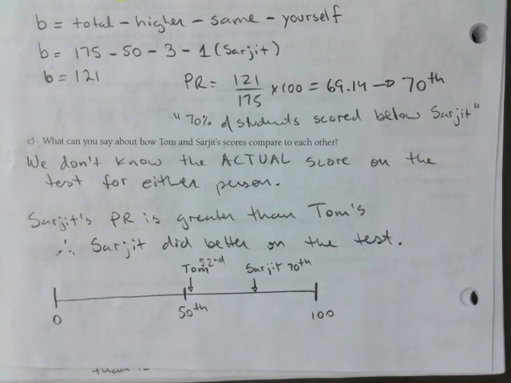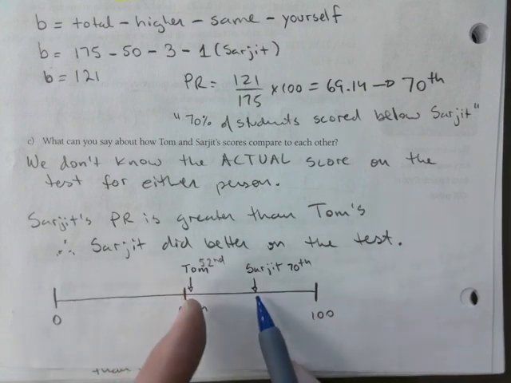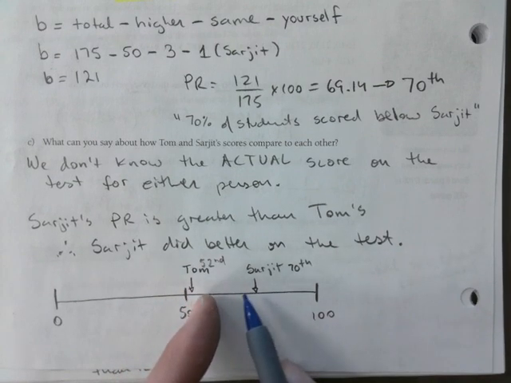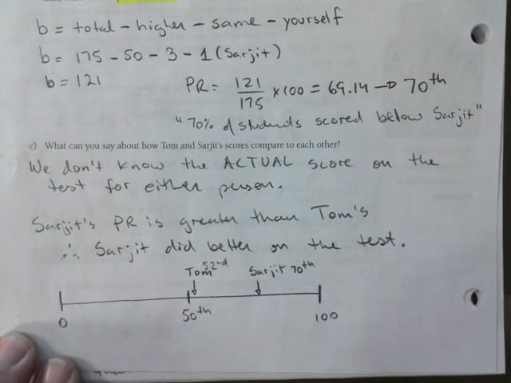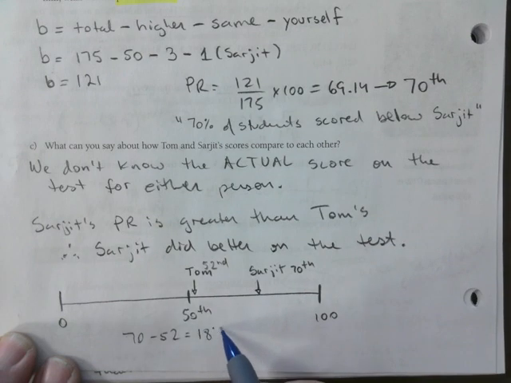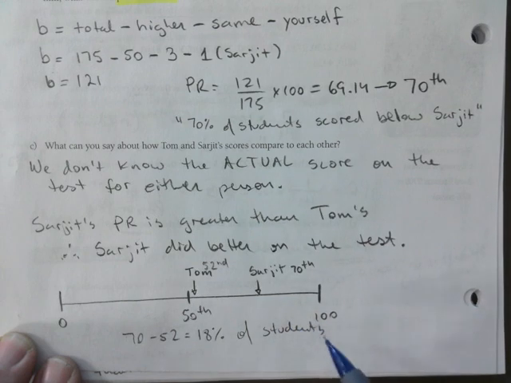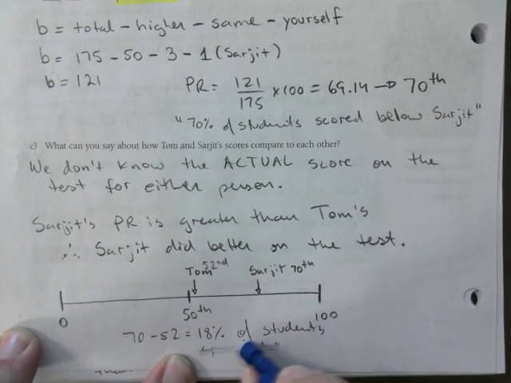What percentage is in between them? Because you know it's 70 less, it's 52% less. So we can actually figure out the percentage of students that are in between them. 70 minus 52, that's 18, right? 18% of students scored between them.